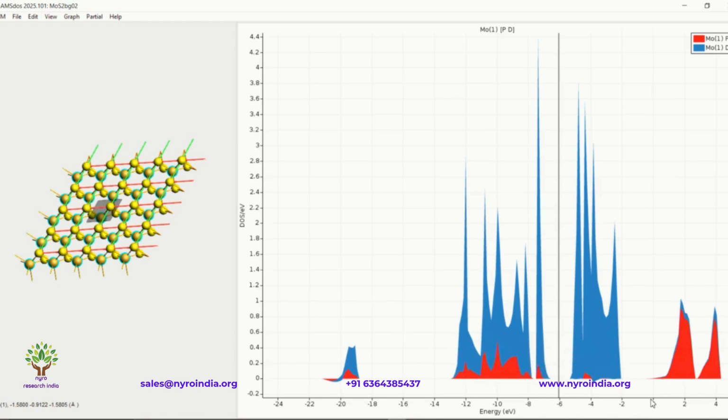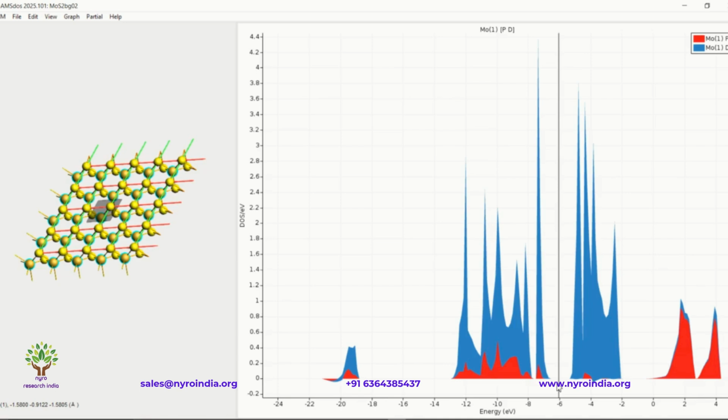So this is actually the Fermi level in this case, but it is not at 0, it is a little bit diverted. So in the case of an intrinsic semiconductor like molybdenum disulfide, the Fermi level typically lies within the band gap, closer to the valence or conduction band, depending on the doping or intrinsic difference.